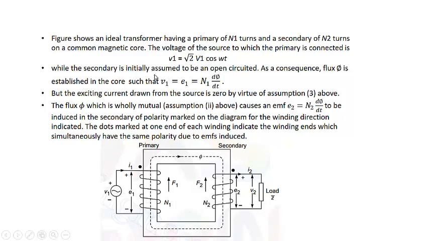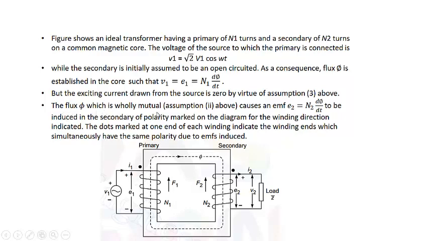First, we'll assume that the secondary is initially open. As a consequence, the flux is established, which is determined by this equation. That means this V1 and this E1 will be the same, because we are assuming there is no winding resistance of this copper winding. So the flux and voltage are related by this equation. But the exciting current drawn by the source is zero, since we assume infinite permeability.